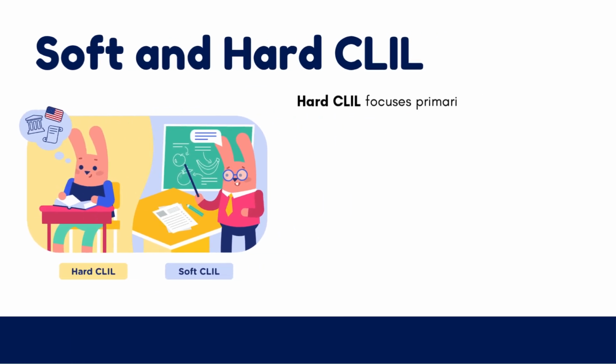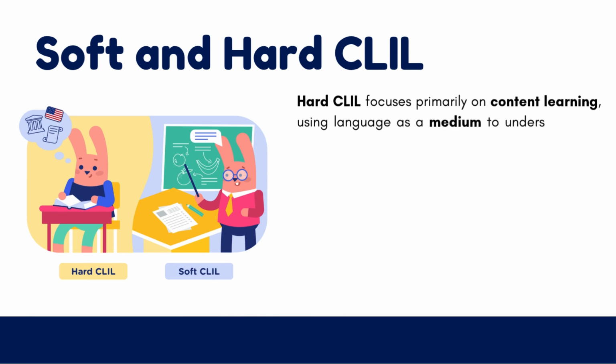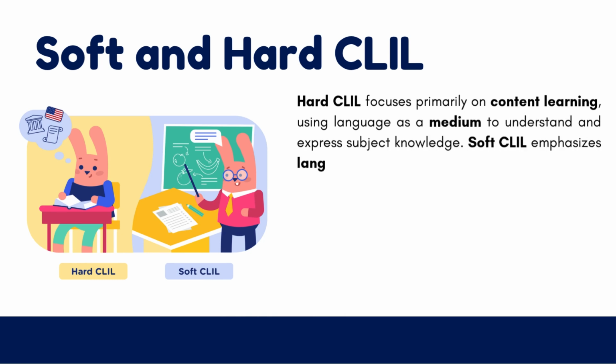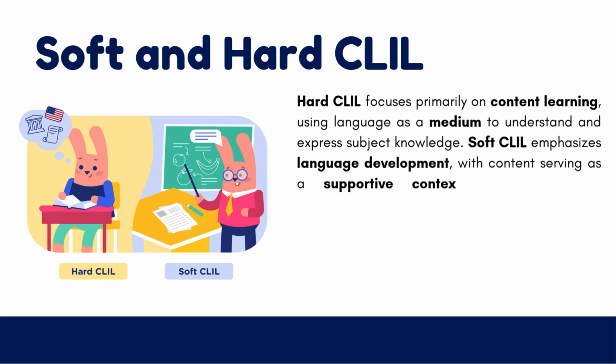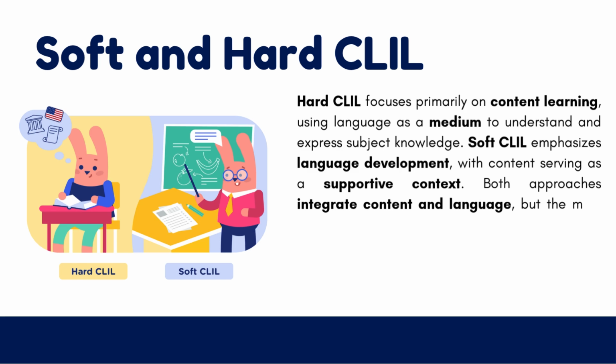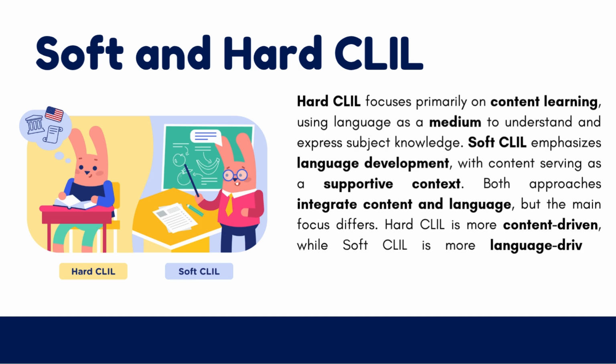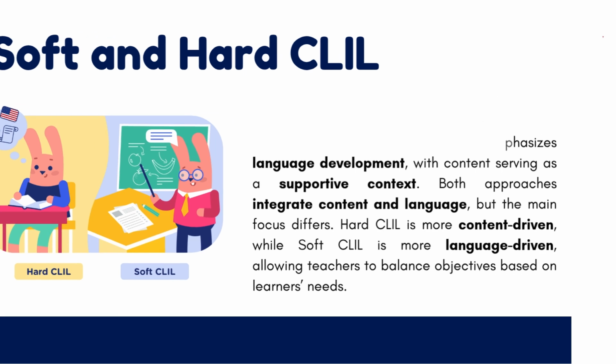Hard CLIL focuses primarily on content learning, using language as a medium to understand and express subject knowledge. Soft CLIL emphasizes language development, with content serving as a supportive context. Both approaches integrate content and language, but the main focus differs. Hard CLIL is more content-driven, while soft CLIL is more language-driven, allowing teachers to balance objectives based on learners' needs.